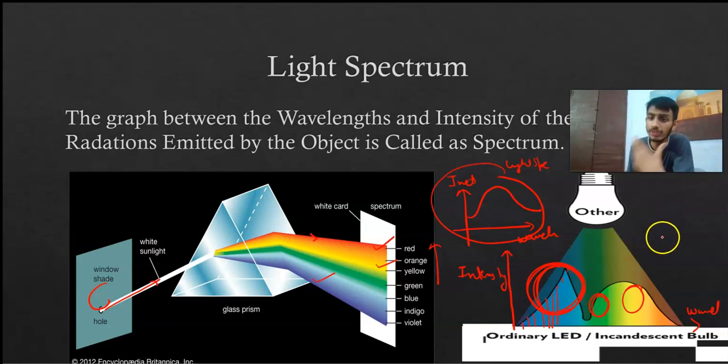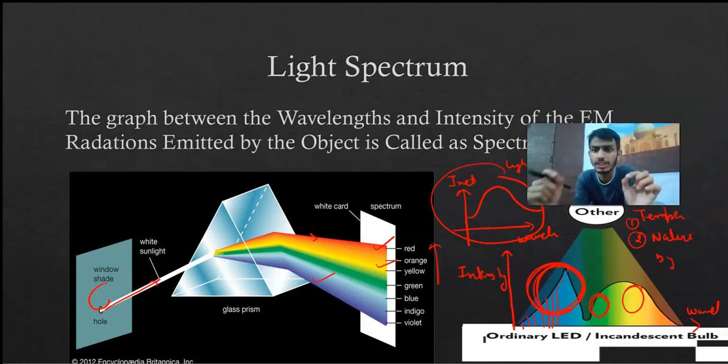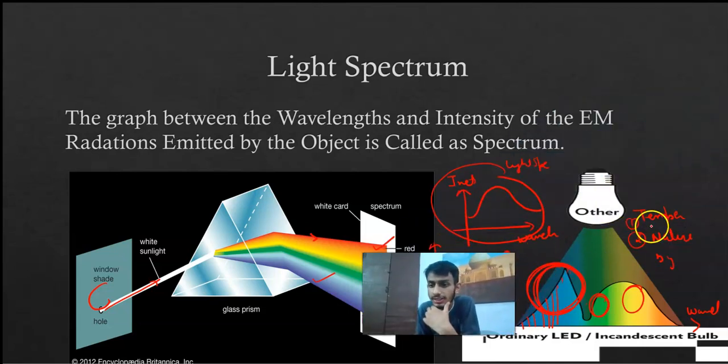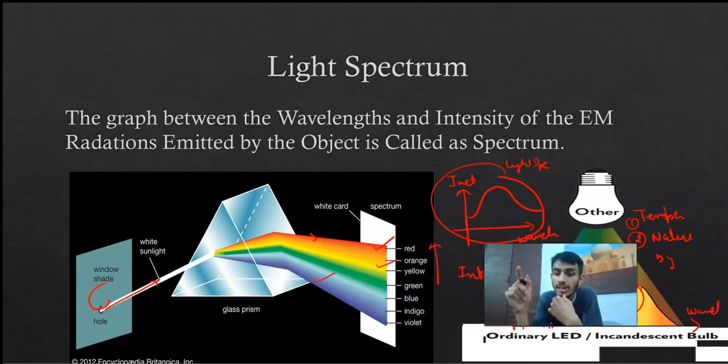Different sources have different spectra, and this spectrum normally depends upon, number one, temperature, and number two, the nature of the body. But the interesting thing is that there is a particular kind of body for which this depends only on the temperature, and that special type of body is called a black body. So next slide.